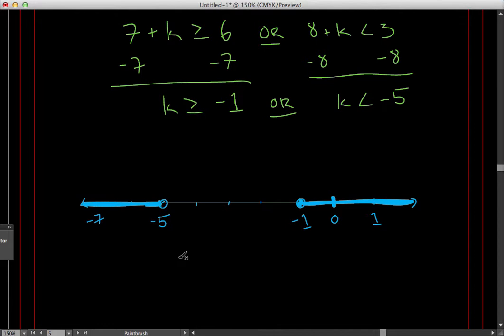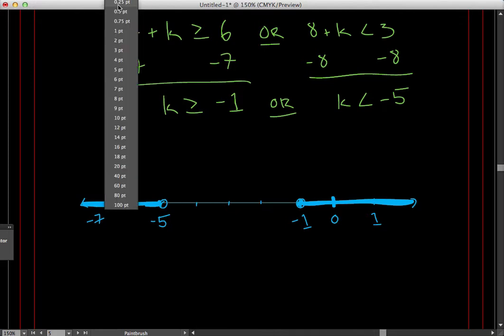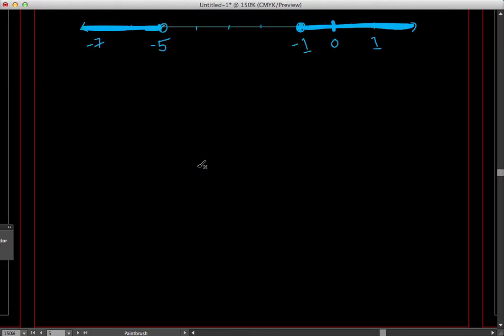Okay, so just to go over one more time, I just want to verify that everything is still fresh. So we have and inequalities and or inequalities. And with and inequalities, the graph of an and compound inequality must be the intersection of the graphs of the two inequalities. The intersection.